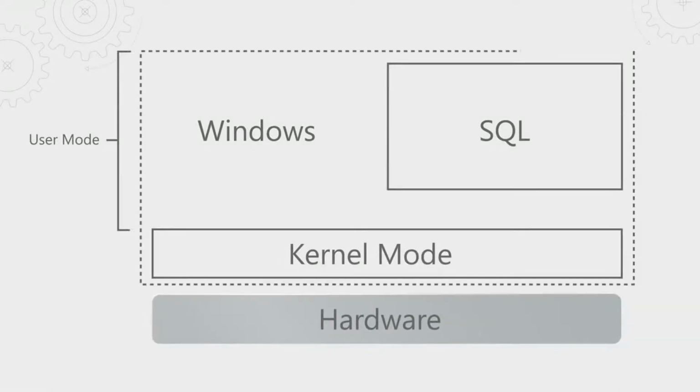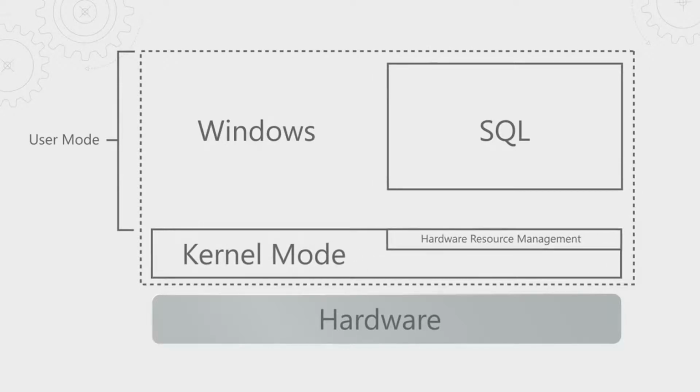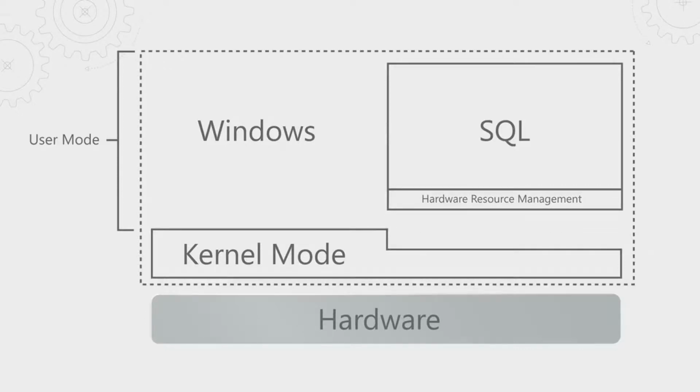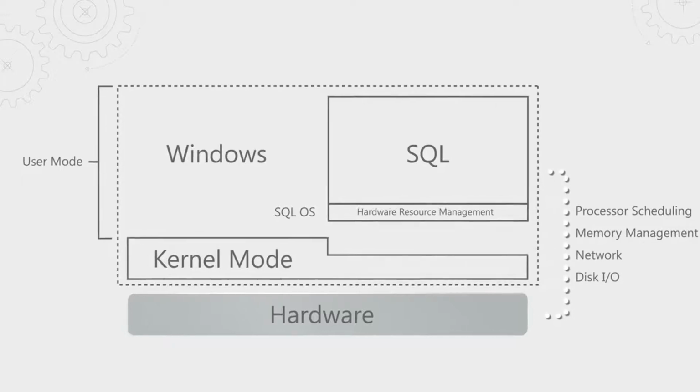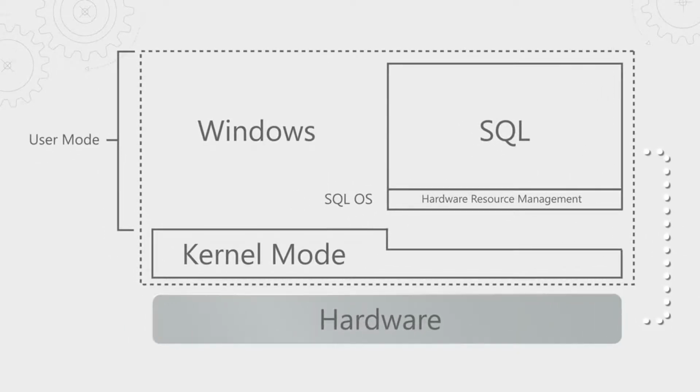So if you think back to prior to 2005, SQL Server, like other apps, leveraged Windows for hardware resource management. Then in SQL Server 2005, because we wanted to have better control over the hardware resources to improve performance and scalability, we brought the hardware resource management into SQL Server user mode process so that we could better control that. And that's what we call the SQL OS layer. And that's responsible for processor scheduling, memory management, network and disk I/O. And at that point, SQL Server really no longer had a dependency on Windows for hardware resource management.